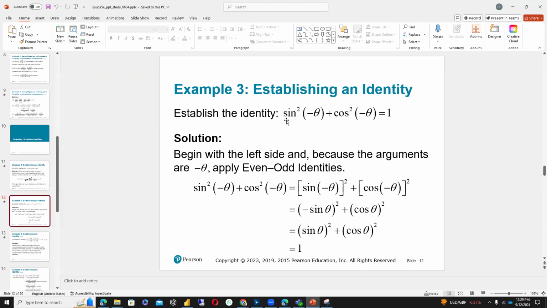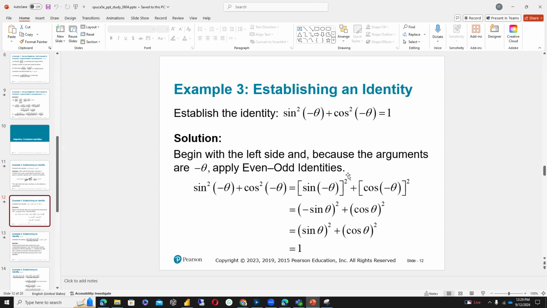Now, here is sine squared of negative theta plus cosine squared of negative theta is equal to 1. This one is more complicated, I guess, because we have the main identity where the angles are not negative. So here's the explanation. With the negative theta, they realize that they can use the even-odd identities.